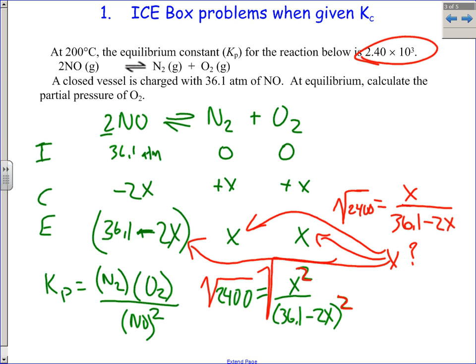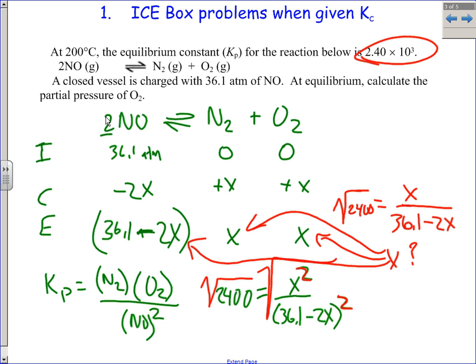And this is where the quadratic equation could rear its ugly head. But look for the situation like in this case where we end up with a square over a square situation where we can avoid that. So this is one of the most common ICE box issues people struggle with, when we have values for x. And that's going to happen when they're giving us a K value.